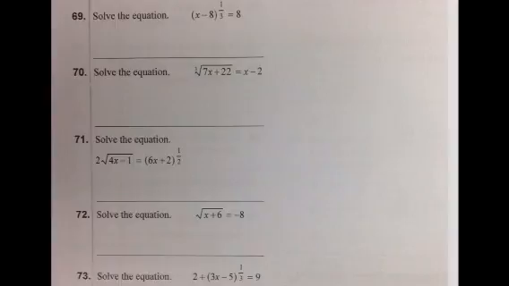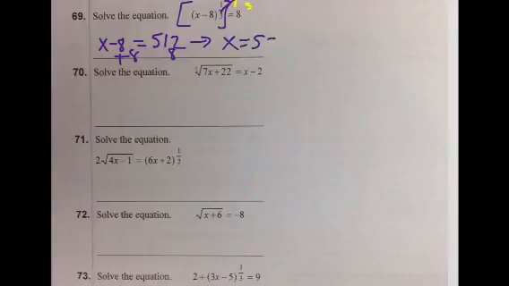For 69, it's raised to the 1/3 power, so I'm going to cube both sides. Cube both sides. And so on the left side, 3 times 1/3 is 1, so this cancels. And so I'm left with x minus 8. On the right side, 8 to the 3rd power gives you 512. 8 times 8 times 8. So now we're going to add 8 to both sides. So that gives you x equals 520.